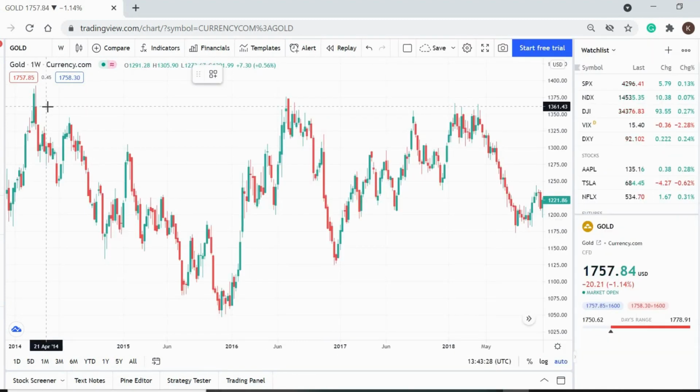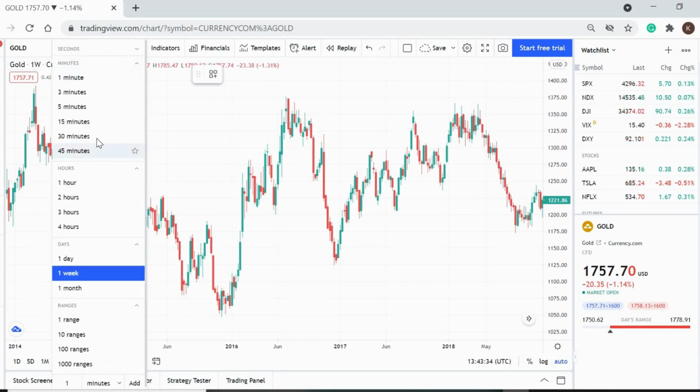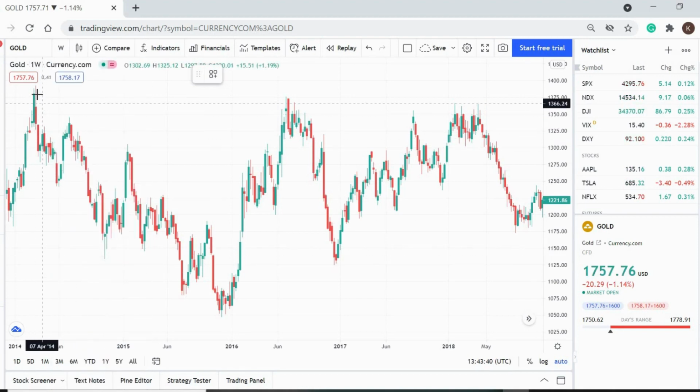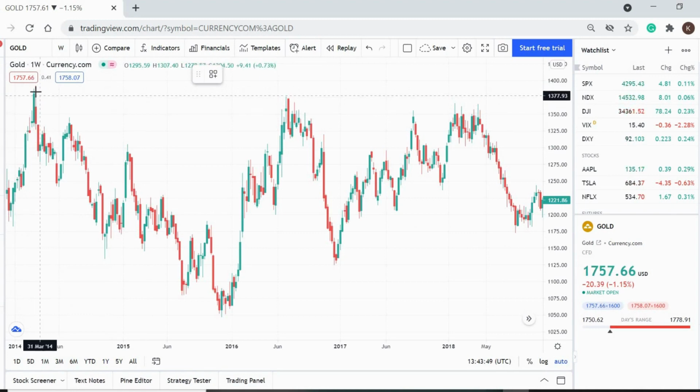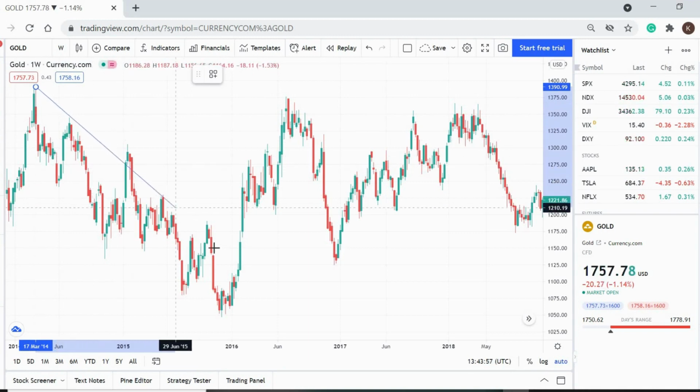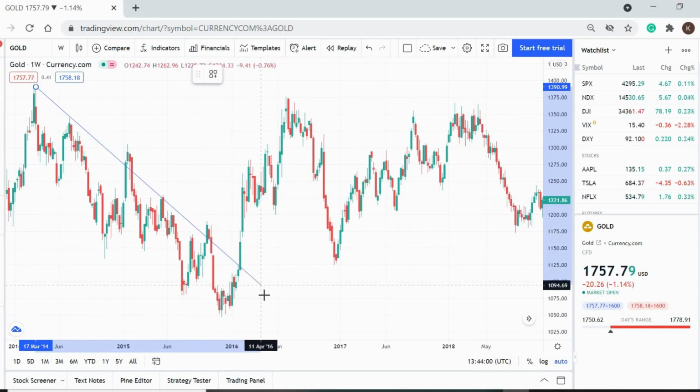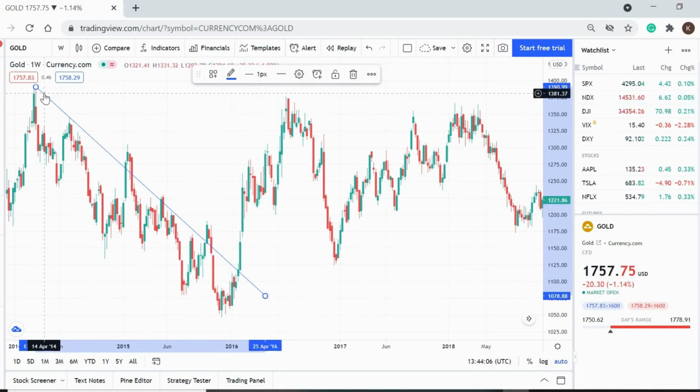Okay guys, this is the gold chart and I'm using the weekly chart. You can choose whichever time frame you need, but I'm choosing 1 week. Right now we want to see the downtrend line. I'm choosing the trend line and pulling from the high and touching the second lower high. Remember, I said it must be at least 2 points. Okay, this trend line becomes our resistance.